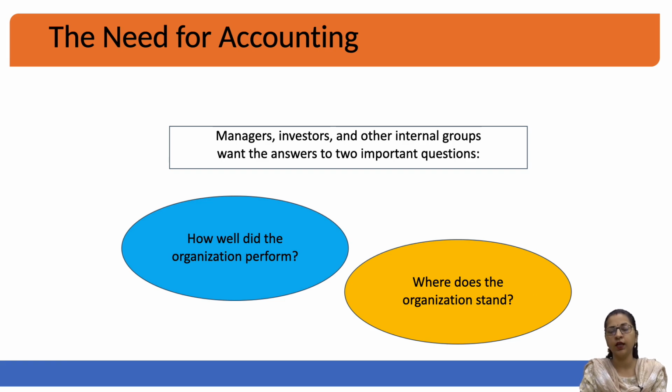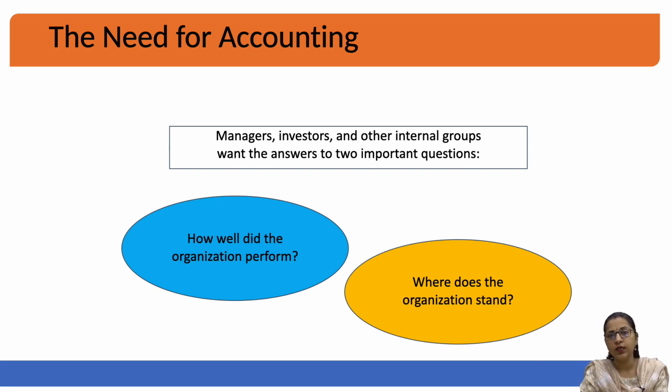So, in a nutshell, if we talk about two questions and two relevant answers from the managers', investors' and internal groups' point of view, the first question was how well did the organization perform? The second question was where does the organization stand? The answer to the first question will come from the profit and loss statement. The answer to the second question will come from the balance sheet of the company. So, the need for accounting is like this.